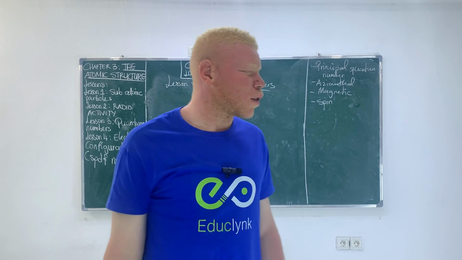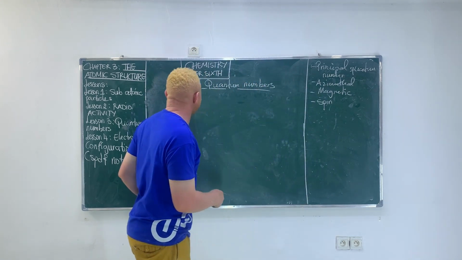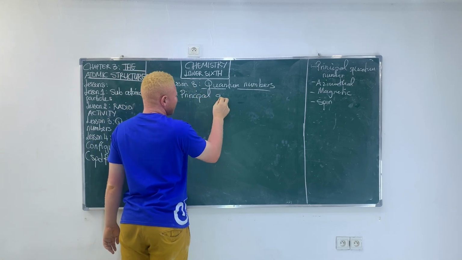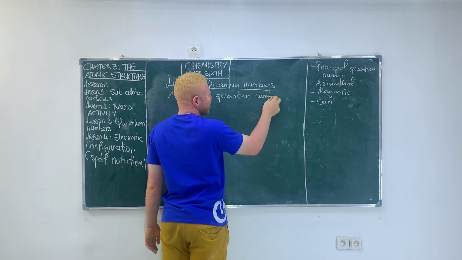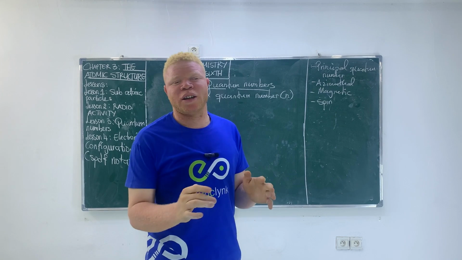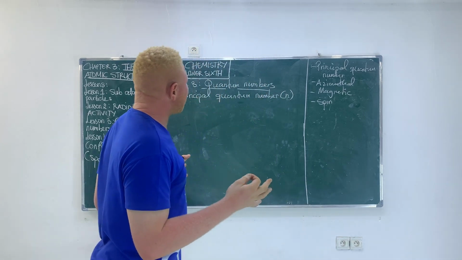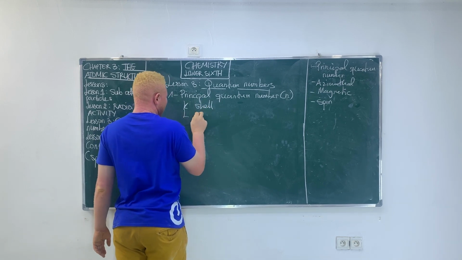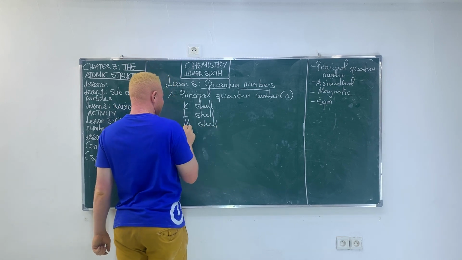So, straight to the point, we'll see 1, the principal quantum number, N. The principal quantum number N indicates the shell in which an electron is found. We have 4 main shells: the K shell, the L shell, the M shell, and the N shell.